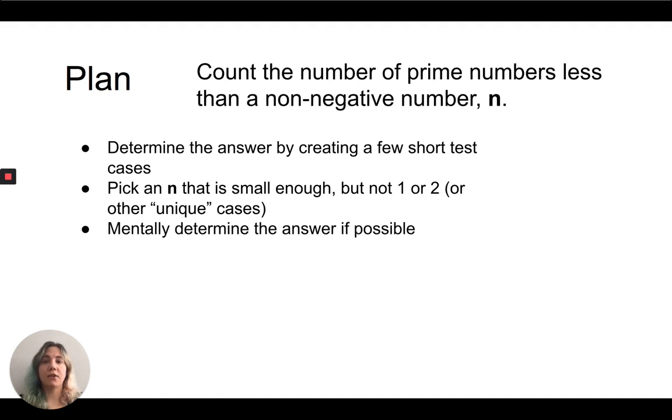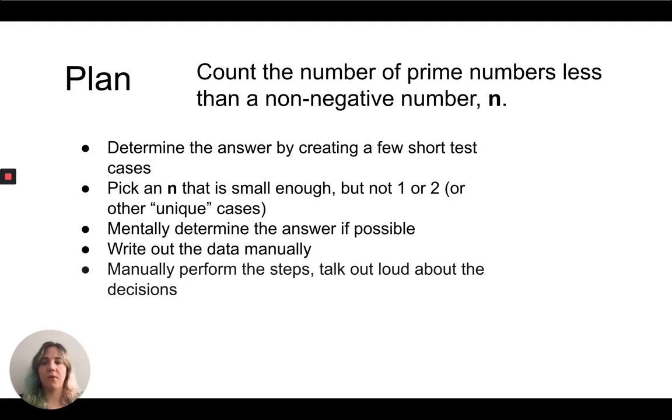Then you want to mentally determine the answer. Now, I know that 2, 3, 5, and 7 are the only prime numbers under 10. I know that because I know a little bit about prime numbers. But what I need to do is write the data out manually and pretend that I am a robot. I'm going to walk through the steps of determining how I know that those numbers are prime, and then talk out loud about the decisions that I'm making. By doing this in an interview, you demonstrate that you understand the prompt and the problem, and this will allow you to develop a process even if you have no idea where to start.